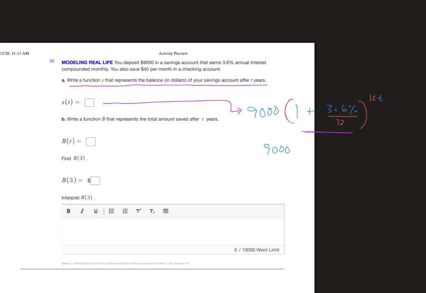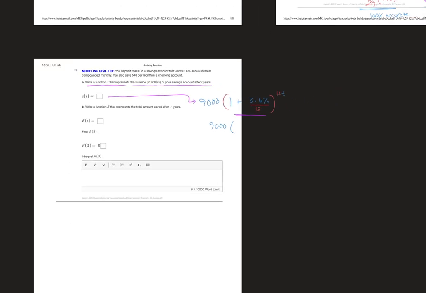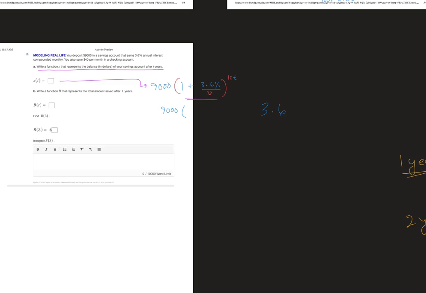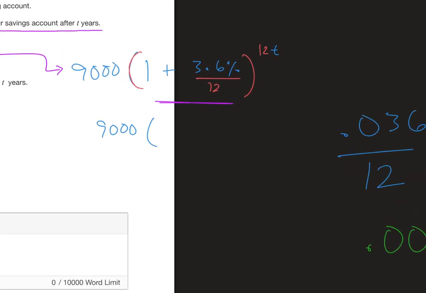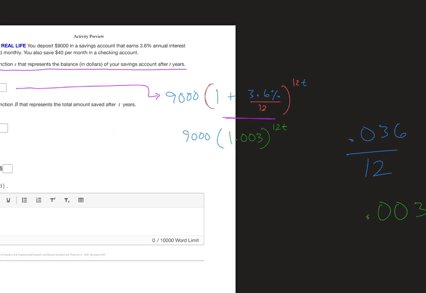So 9,000 times, let's see, I'm going to zoom out just so I can do some thinking. Divide that by 12. Oops, it is not 3.6. It is 0.036. And when we divide that, we are going to get 0.003. Okay, so then what we can do here is 1.003 to the 12t power like that. So that's our first answer.